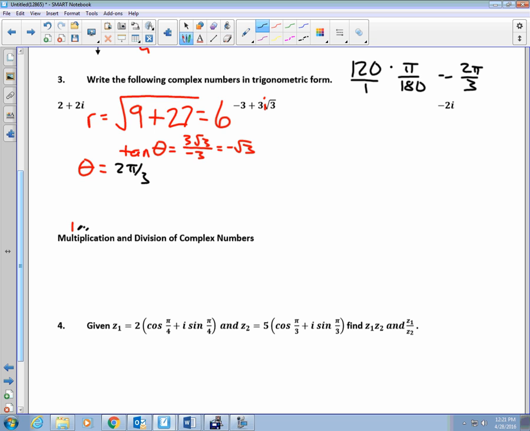All right, so therefore the trigonometric form is r, which is 6, times the cosine of 2 pi over 3 plus i times the sine of 2 pi over 3.